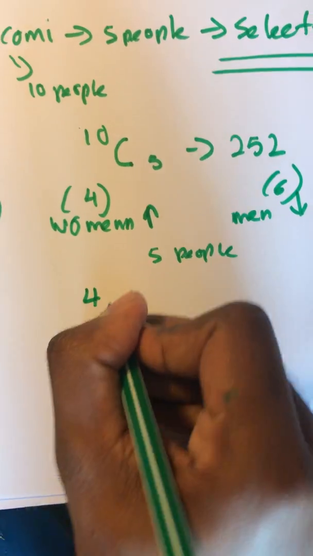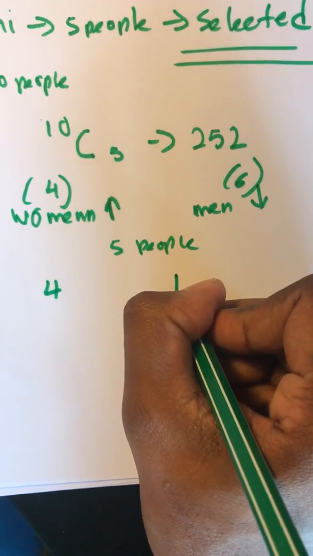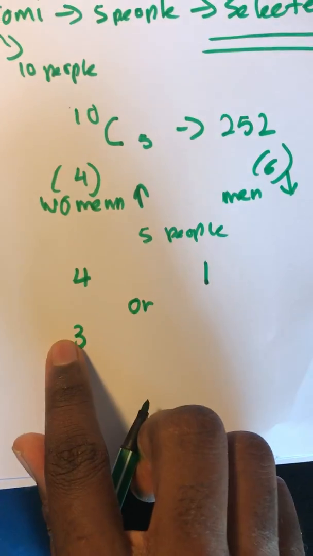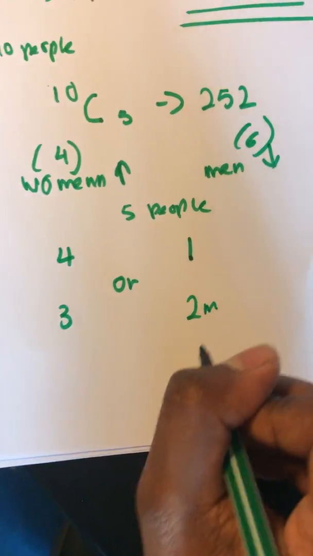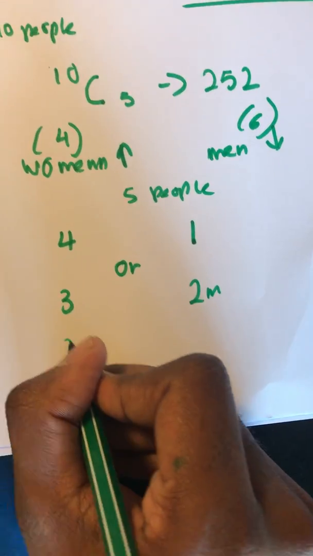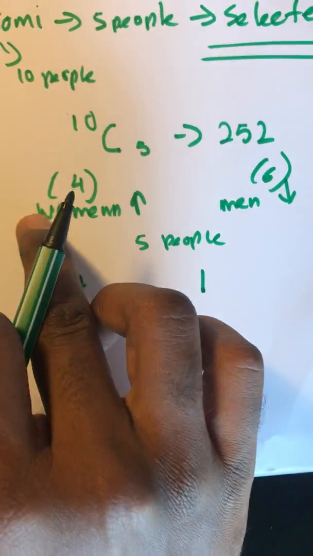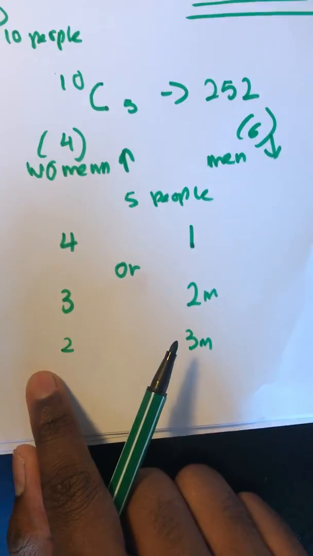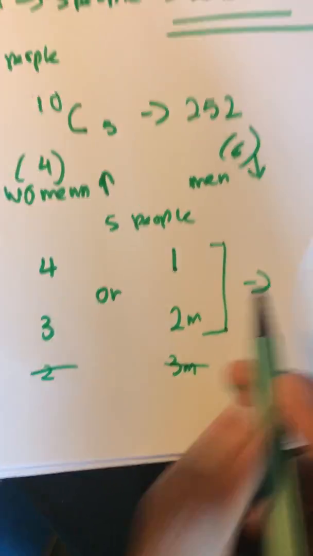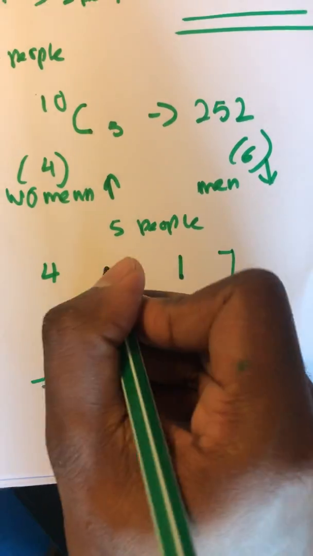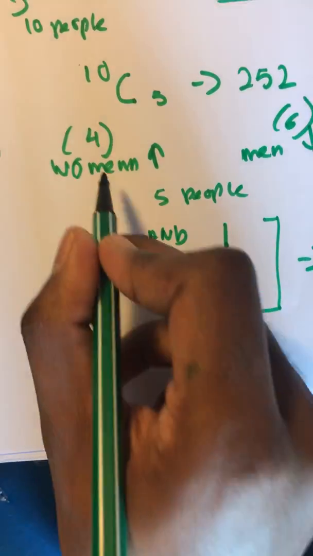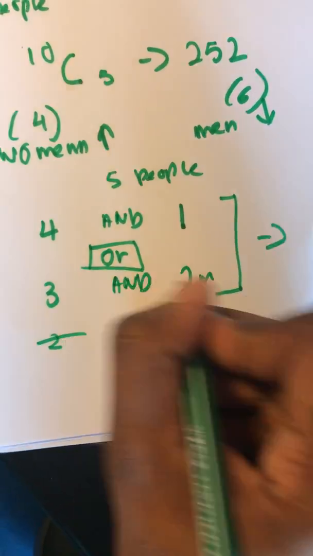So we start with 4 women first, and then we add 1 man. Or you have another option: 3 women and 2 men. Can we put, for example, 2 women and 3 men? That nullifies the rule, because the rule says women must be more than men. In this situation women are fewer, so this is not valid. So it can be either 4 women and 1 man, or 3 women and 2 men.